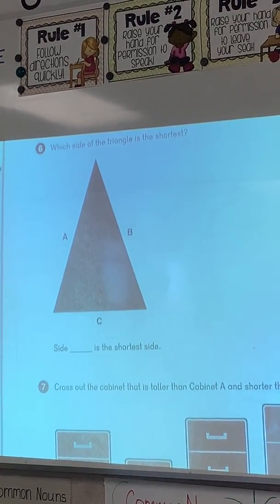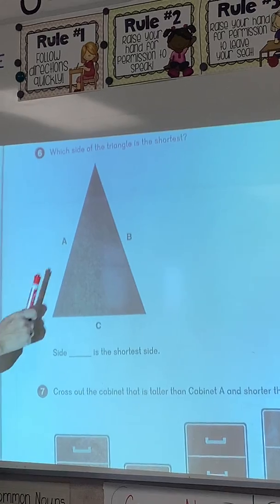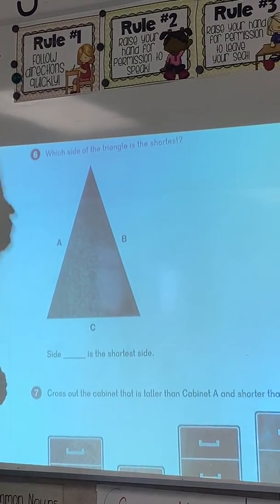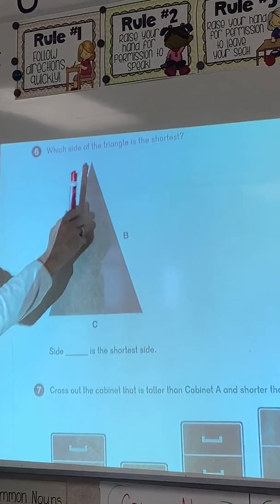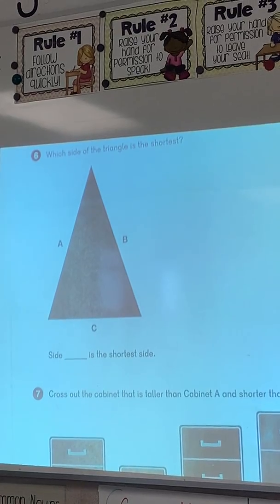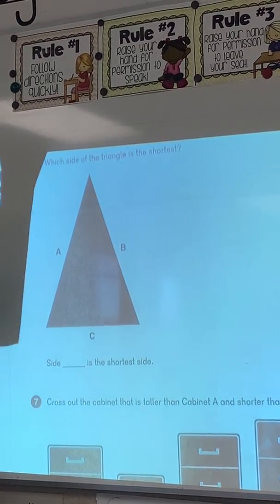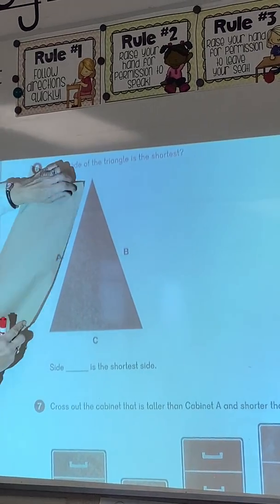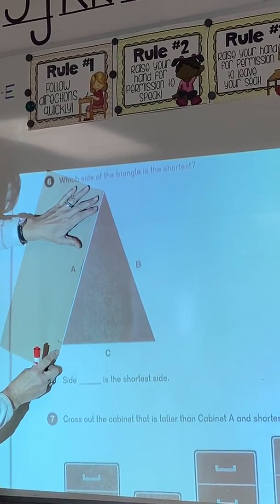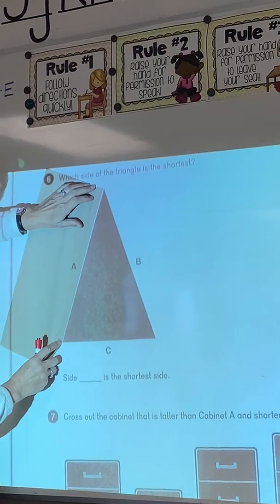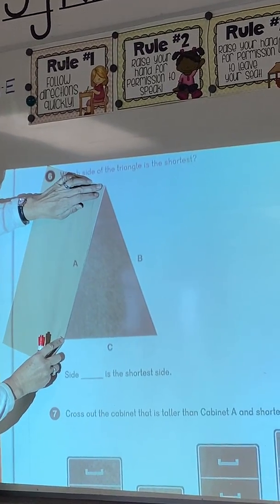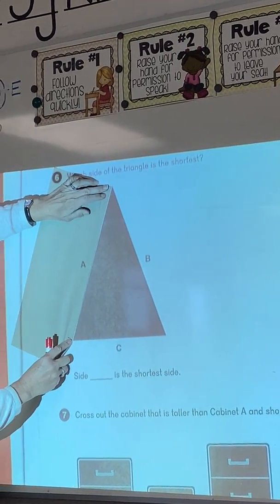If you had a unit of measure, like your pencil or an eraser, or in my case, my marker, I could do how many markers each side are. But in order to make it really precise, I've just taken a long piece of paper towel and I'm going to measure this side of my triangle. And it's this long. This side of the triangle is this long. That's side A.